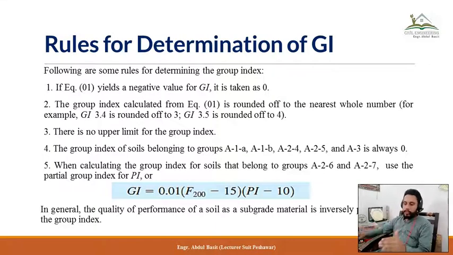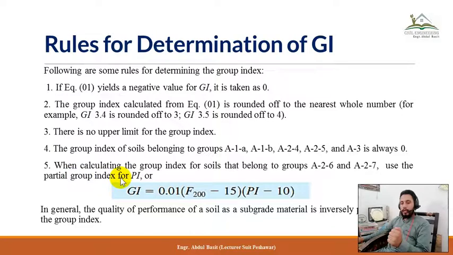So if that group is from either of these groups, A1A, A1B, A2-4, A2-5, A3, you will use 0 for that. Okay, no need to calculate the group index. Then you will see it is one of these groups, so the value will always be equal to 0. No need to calculate the group index.